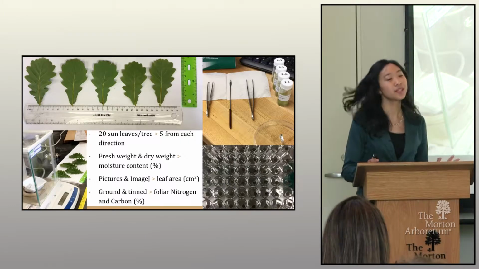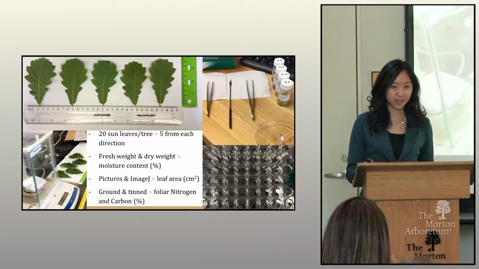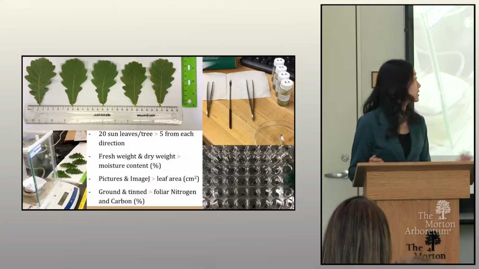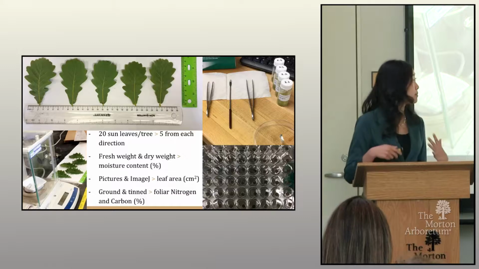I also collected 20 sun leaves from each tree, 5 from each of the directions. The samples were immediately weighed, and then I photographed them with a ruler. I used ImageJ to analyze leaf area. The samples were then oven dried for 4 days, and then I measured dry weight.